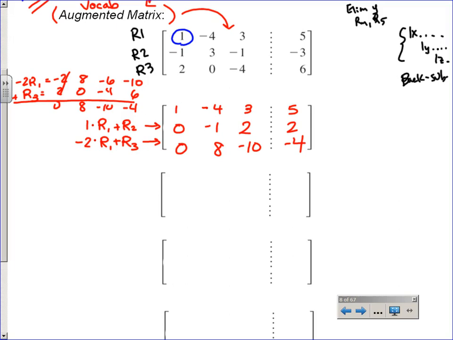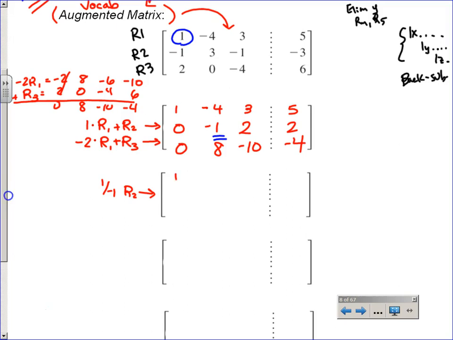You guys ready? Column 1, done. Column 2, it's time. Let's go aim for that 1. Wait, why am I going there? Because the 1s need to go down the main diagonal. So I'm going to divide, because we always divide, or multiply by the reciprocal, row 2. So it's really just 1 over -1, but whatever, it's times -1, right?